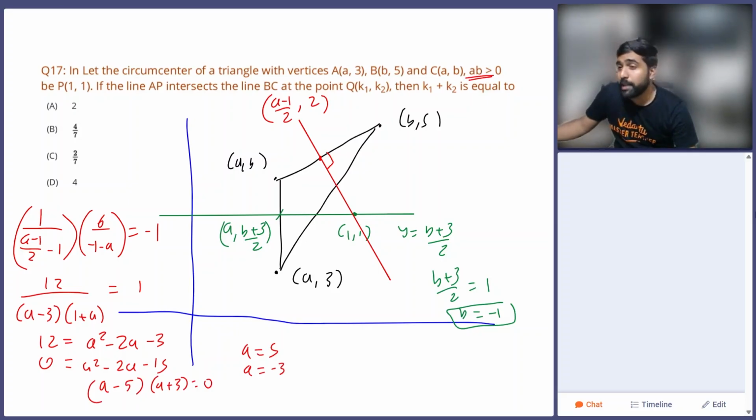Now you have been told that the product ab is positive, which means if b is equal to minus 1, a has to be equal to minus 3. So b is minus 1, a is minus 3. Now the entire question is done.